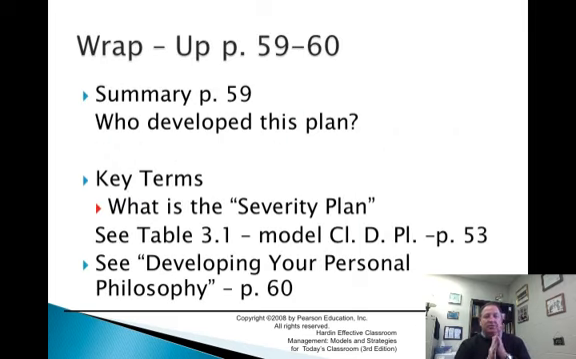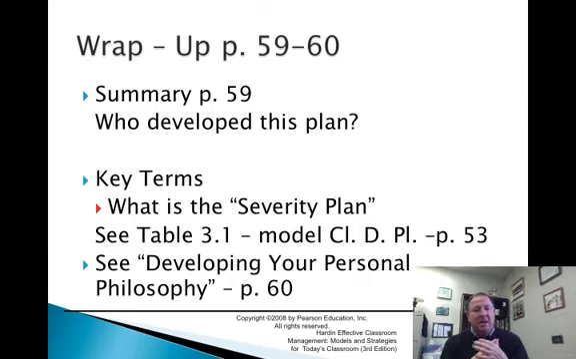As a wrap-up, we have this: read the summary in the chapter, look at the key terms, make sure you know what the severity plan is, things like that. Look at the tables in there and the developing your personal philosophy on page 60 in here. And then we'll be off to chapter 4.